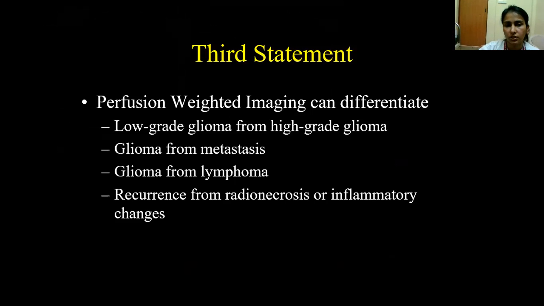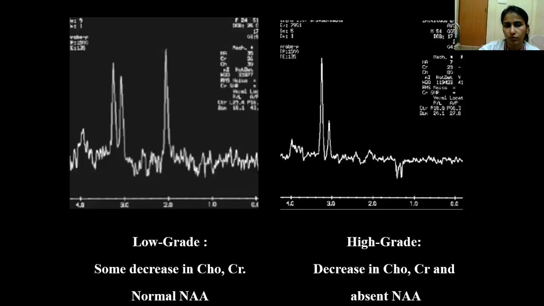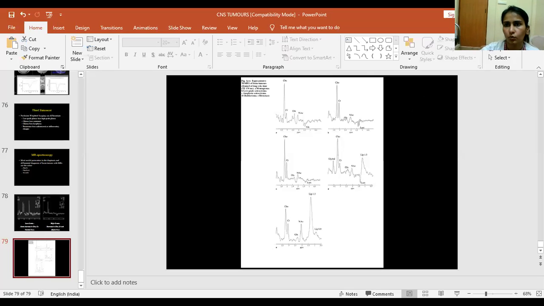So perfusion weighted imaging is helpful in differentiating low-grade glioma from high-grade glioma, glioma from metastasis, glioma from lymphoma, and recurrence from radionecrosis and inflammatory changes. MRS is useful. We have to study the choline creatine ratio, choline NAA ratio, and NAA to creatine ratio. In low grade, there is normal NAA. In high grade, there is absent NAA. Thank you, everyone.